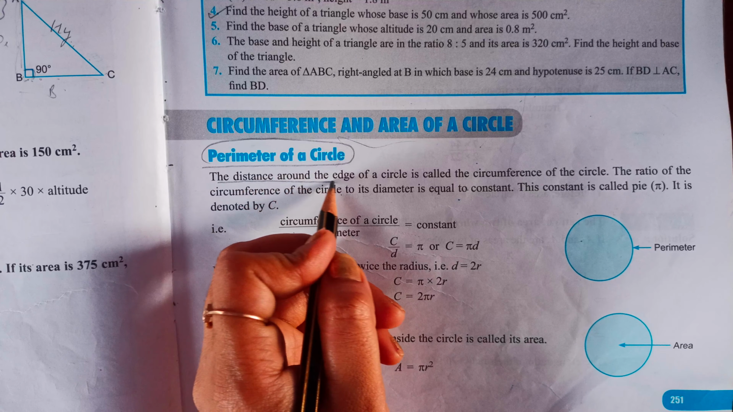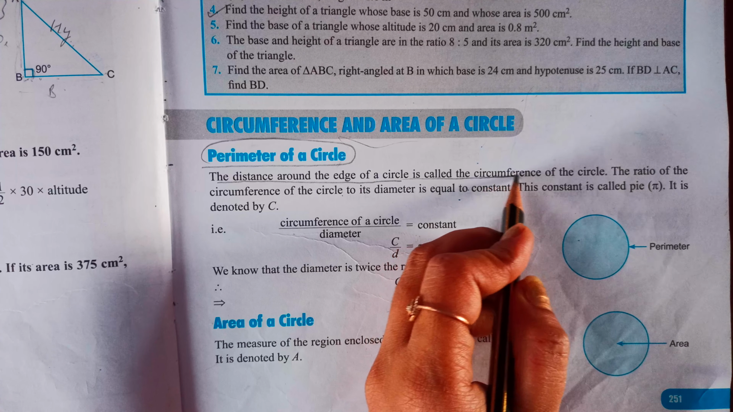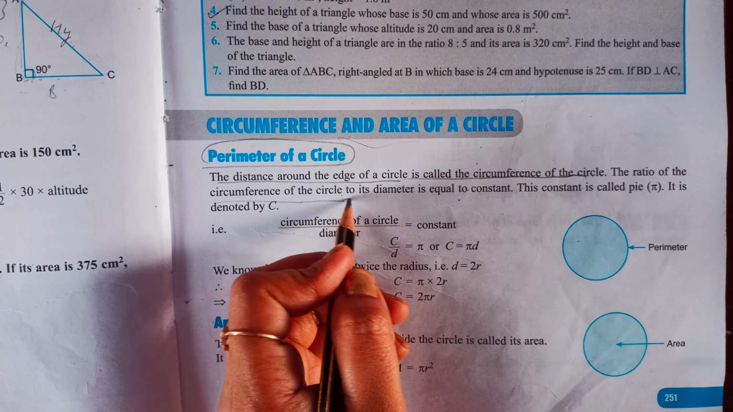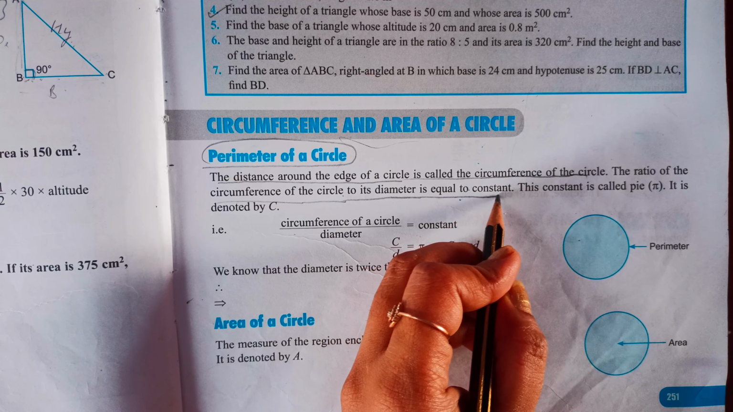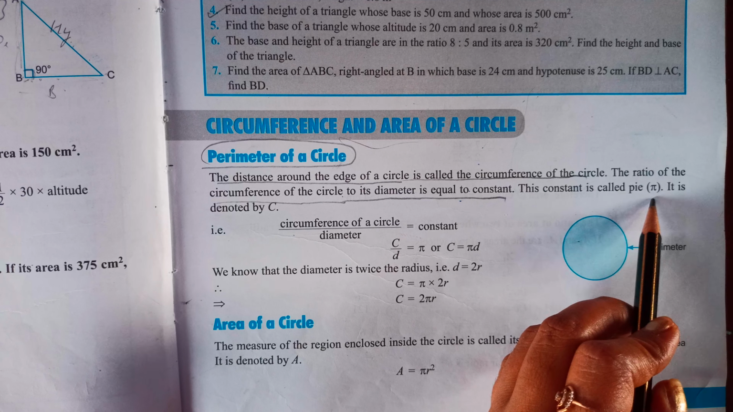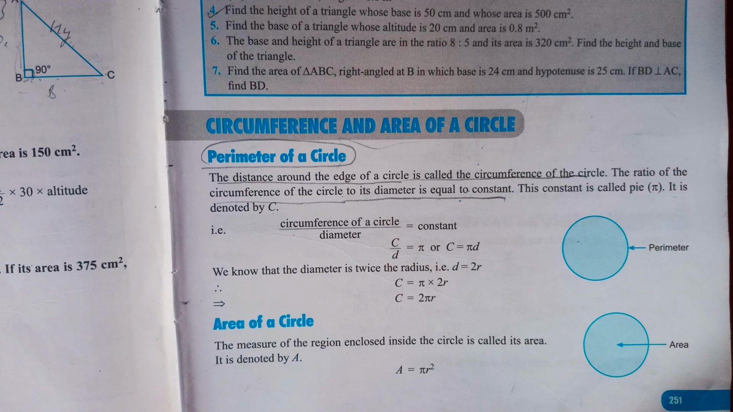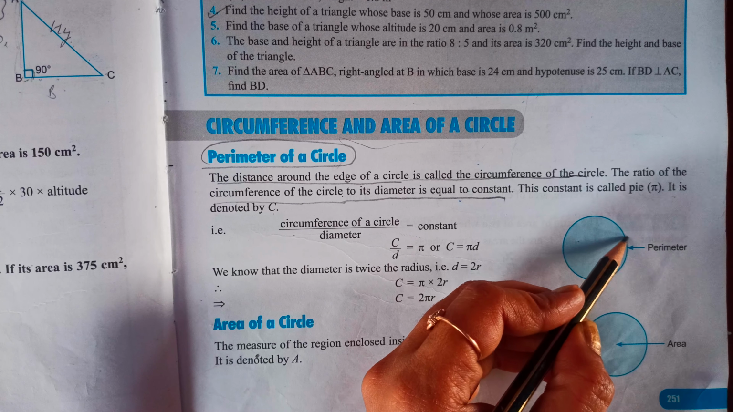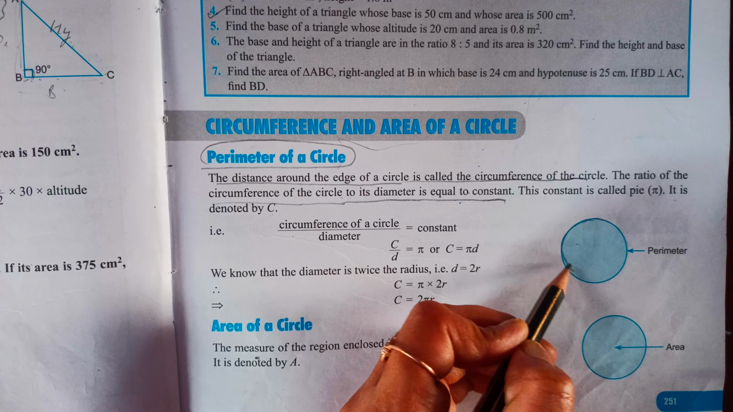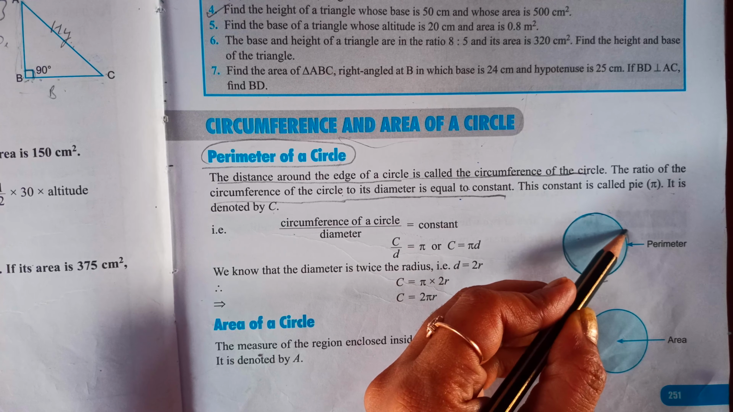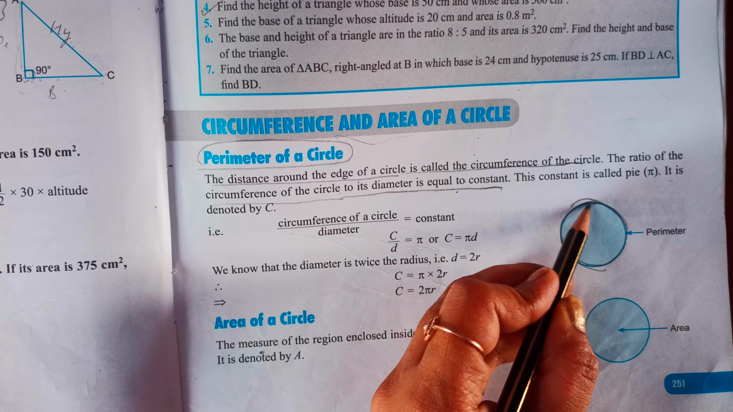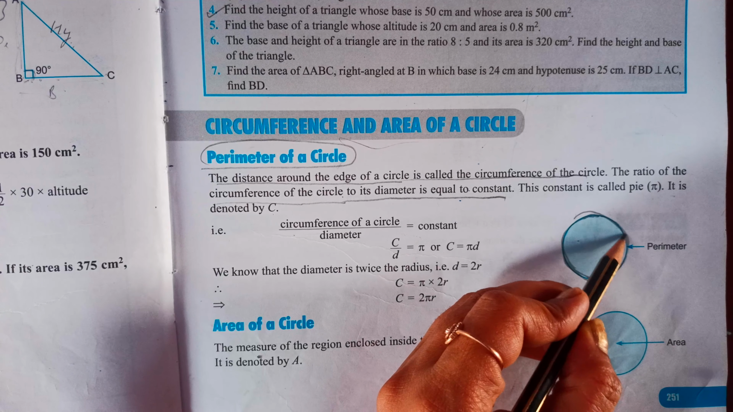The distance around the edge of a circle is called the circumference of the circle. The ratio of the circumference of the circle to its diameter is equal to a constant. This constant is called pi, it is represented by this symbol, and circumference is denoted by capital C. Perimeter means the total length or total distance of the boundary of a circle. You can also call it the circumference of a circle.